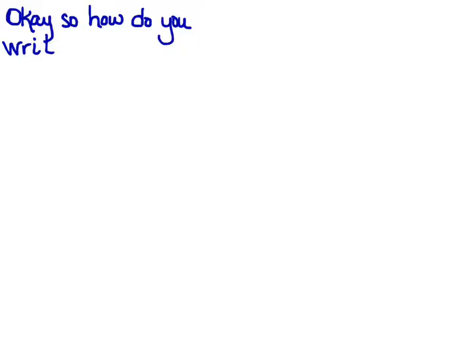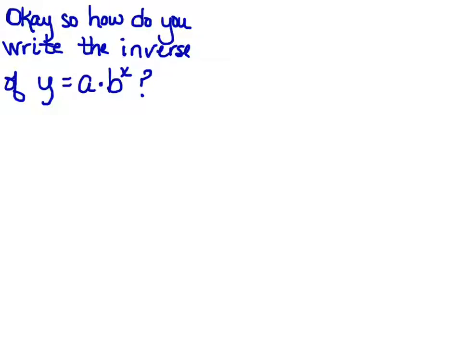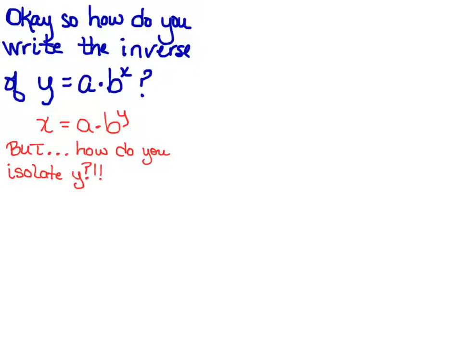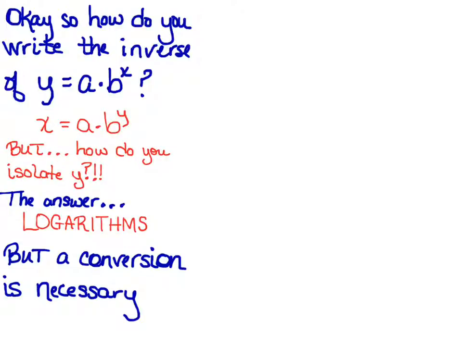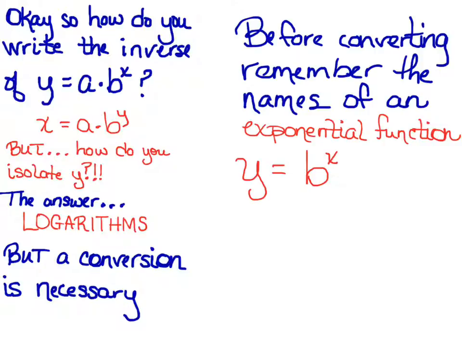Okay, so how do we write the inverse of y equals ab to the x? That's the question once again. So we could switch out those x's and y's, but once again, how do we isolate the y? It's not so easy. So we're going to use logarithms, and a conversion is necessary.